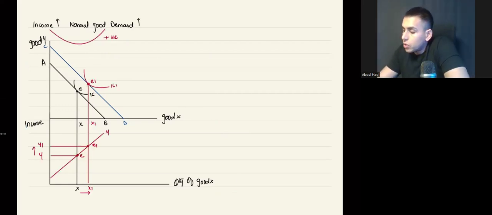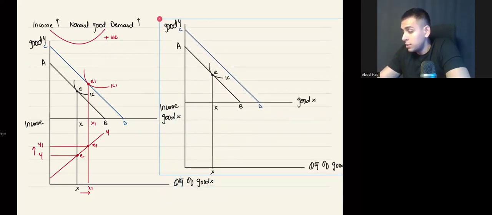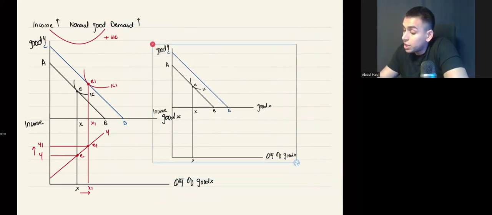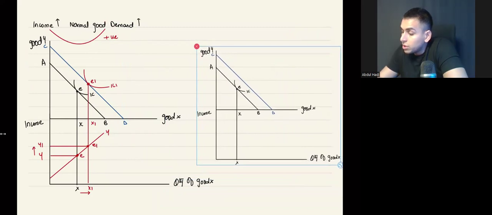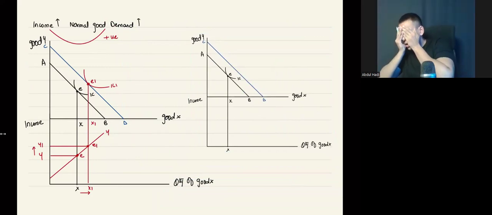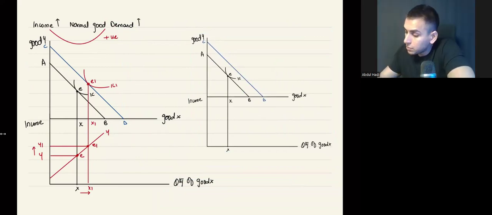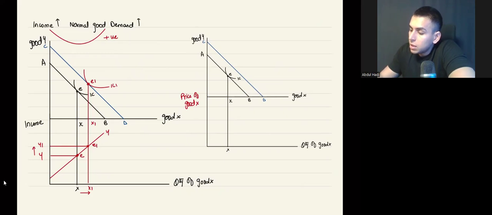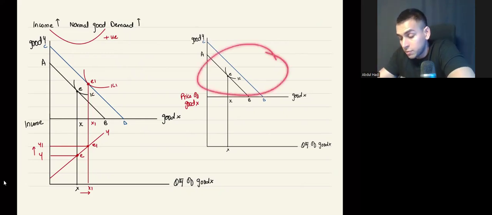Now there is another way you can draw this diagram, and in this case, you will change the derivation. You are not showing the derivation with income anymore. You are using demand, the law of demand. Now, I'll just change this labeling from income to price of good X. The upper section of the diagram will still stay the same.